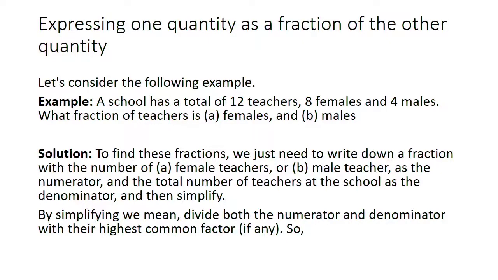That's what we mean by simplifying. Therefore, what you do is you divide both the numerator and the denominator by the highest common factor of the two, if there is any. If they don't have any common factor, then it's fine, your fraction is already simple enough. But if they have any common factor, you need to divide the numerator and the denominator by the highest common factor, and then your fraction should be simple enough.